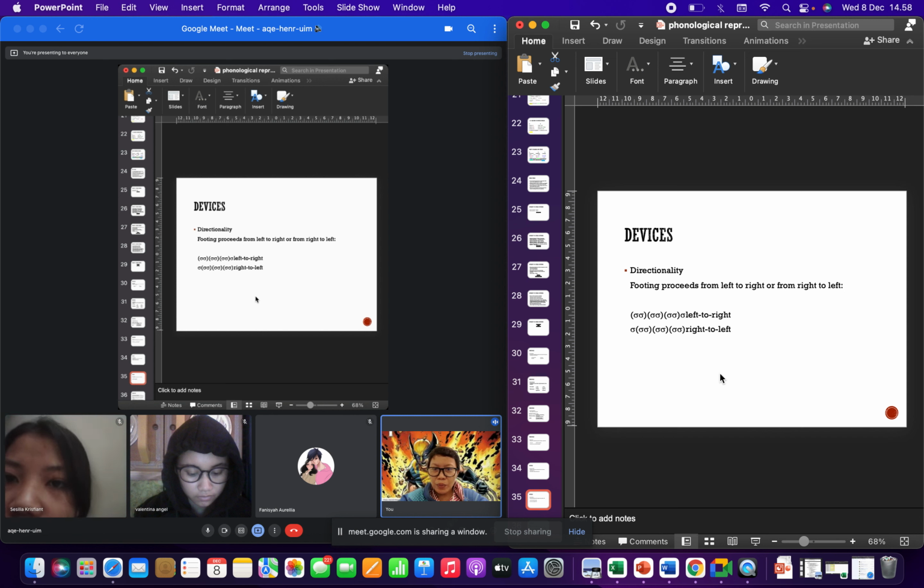And also we see its directionality. It means that the footing proceeds from left to right or from right to left. So we are going to put the syllable nodes either from the left to the right or from the right to the left.